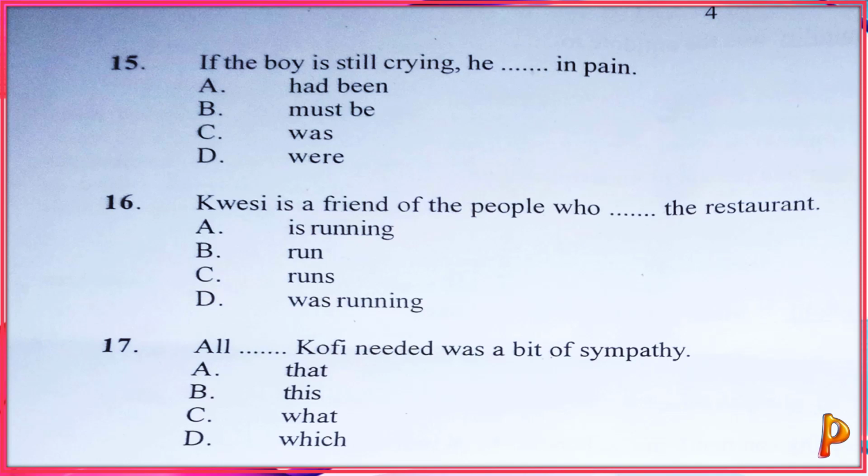Question 17. All dash Kofi needed was a bit of sympathy. A. All that Kofi needed. B. All this Kofi needed. C. All what Kofi needed. D. All which Kofi needed. The correct answer to this question is answer space A. All that Kofi needed was a bit of sympathy.